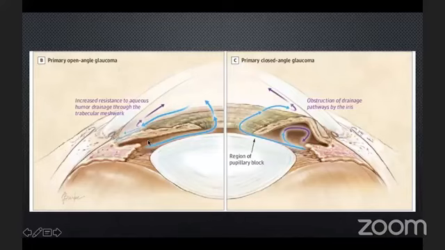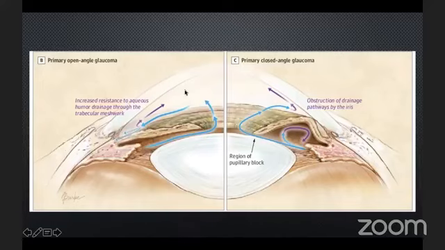Now, broadly, there are two basic mechanisms by which glaucoma will develop. One is the open angle mechanism and one is the angle closure mechanism. In the open angle mechanism, there is an increased resistance at the level of the trabecular meshwork. In simple words, the trabecular meshwork is blocked. So once the aqueous has reached the anterior chamber, it fails to drain into the Schlemm's canal through the trabecular meshwork and starts collecting in the anterior chamber.